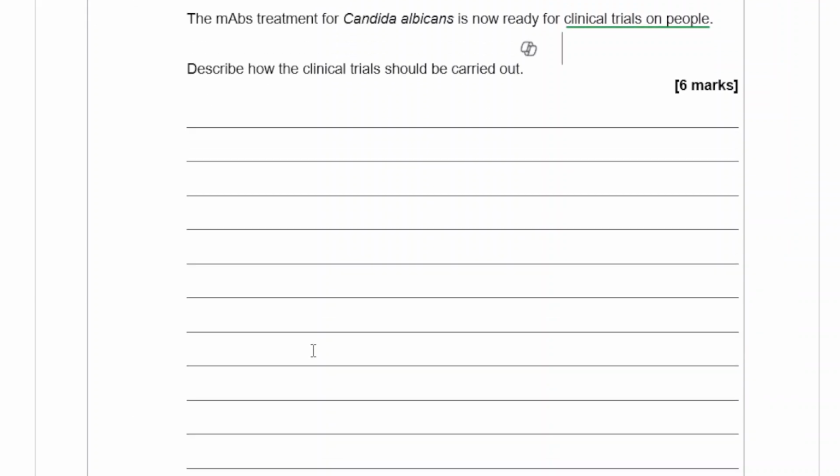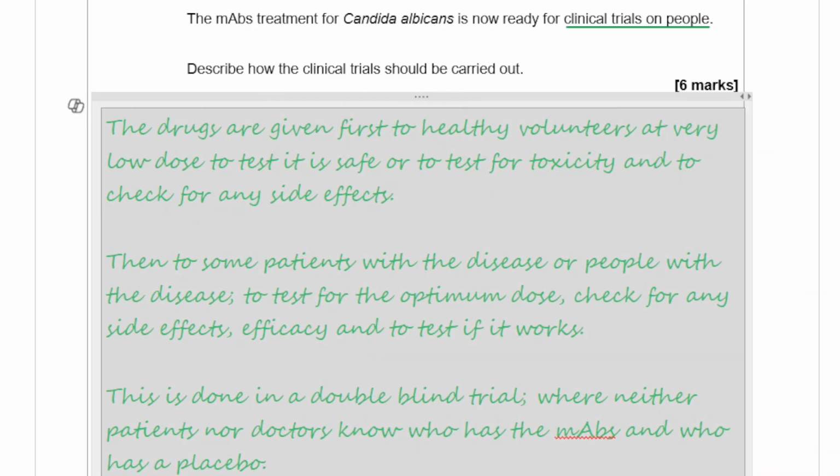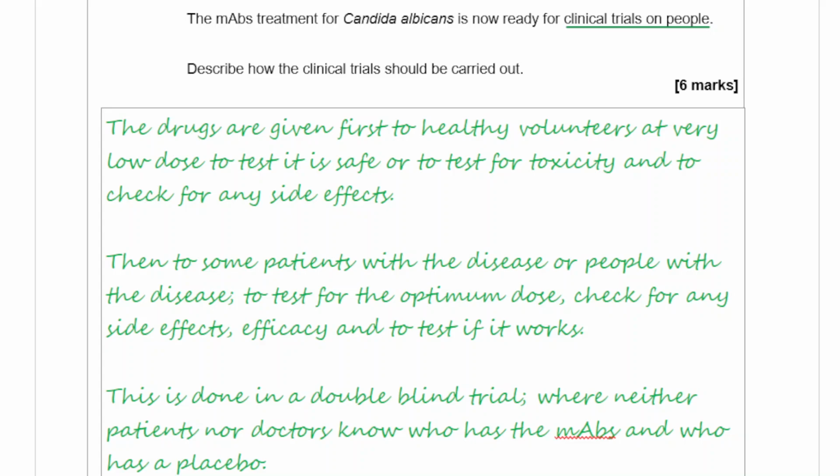So how do we write an answer for the 6-mark question? Here's a model answer. The drugs are given first to healthy volunteers at very low dose to test if it is safe, or to test for toxicity and to check for any side effects. So there are 3 main things that are being tested on the healthy volunteers, right? To see if it's safe, toxicity levels, and side effects on healthy volunteers.